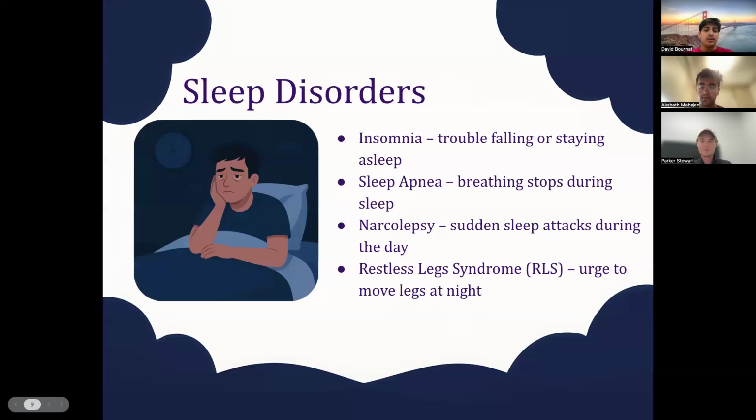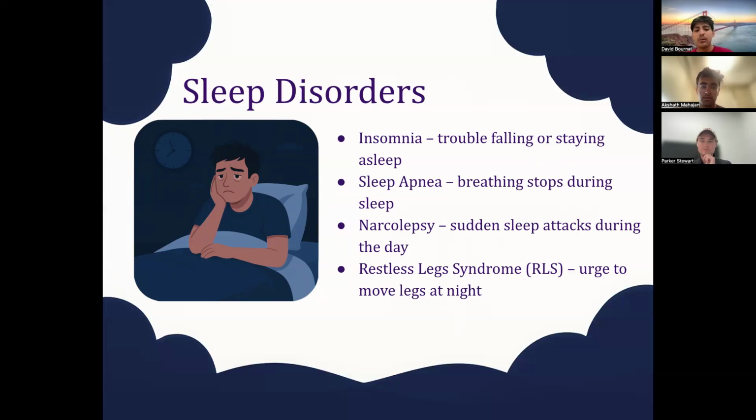Now we're going to go into sleep disorders. And there are many sleep disorders, and most people don't even realize that they have them. For example, we have insomnia, which affects over 1 in 3 adults at some point in their lives and is often caused due to stress or poor sleep habits.